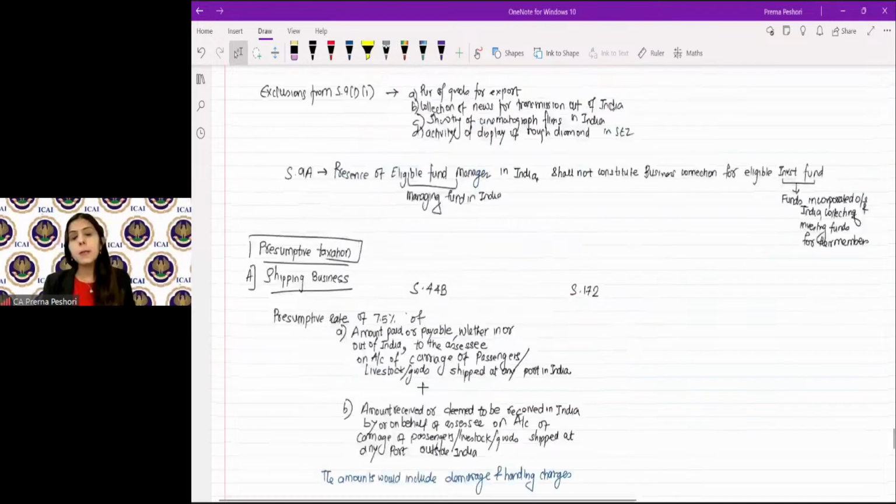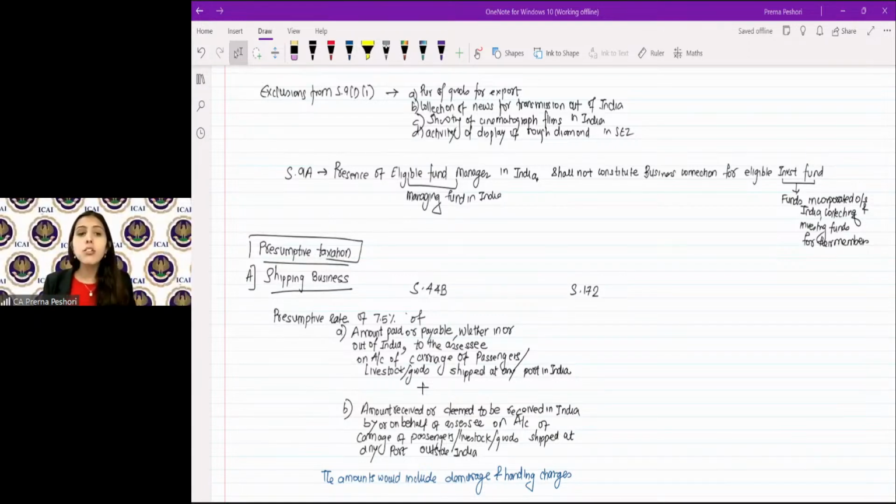Namrata, it is very simple. See, payable. It is paid or payable to the assessee only. So it is same as received. Don't get confused by that. It is amount paid or payable to my Indian external bank account on account of carriage of passengers, livestock or goods shipped at any port in India. When the shipment of that consignment or the passengers is in India to any port in India, whether the amount is paid in India or outside India.